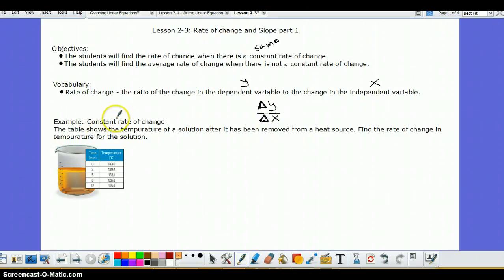Alright, so our first example is for constant rate of change. It says the table shows the temperature of a solution after it has been removed from a heat source. Find the rate of change for the temperature. Alright, so remember, that's x and that's y. When there is a constant rate of change, it doesn't matter what pairs you use, you're going to get the same answer. So I'm going to show you multiple.